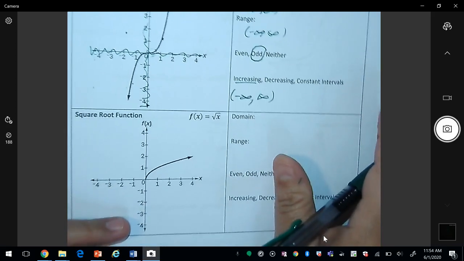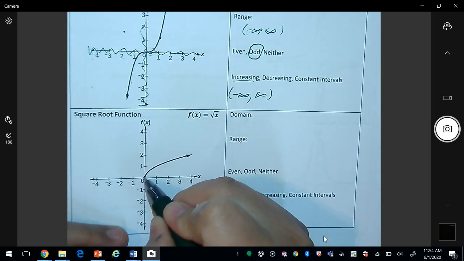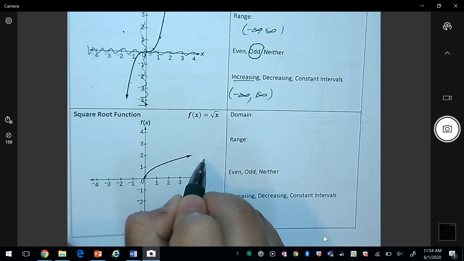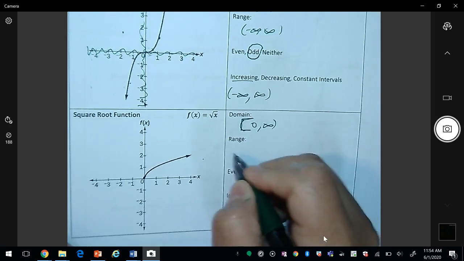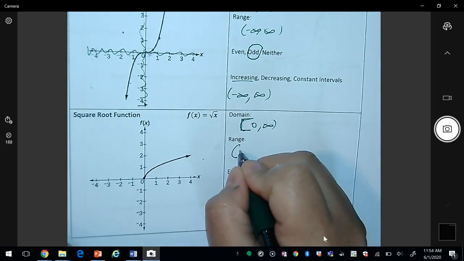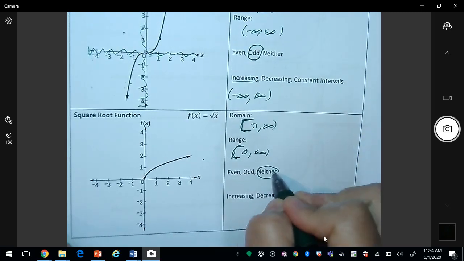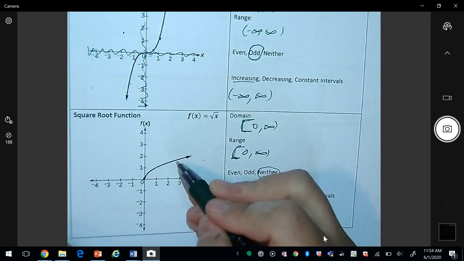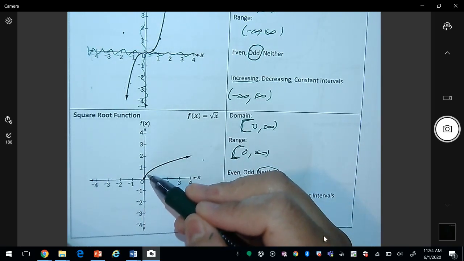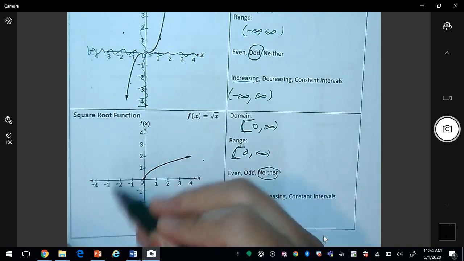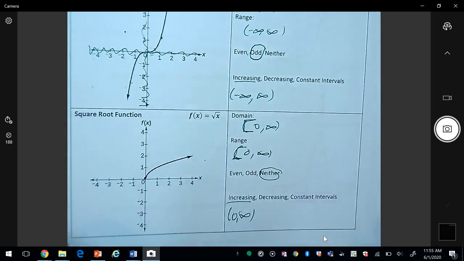The square root function is a function with the square root here, and it starts at 0 and shoots up to infinity. So the domain is going to go from 0 to infinity, and the range is going to go from 0 to infinity. This is going to be neither. There's no symmetry. If I fold on x, there's nothing here. On the y-axis, there's nothing here. If I look at the origin, there's nothing for it to land on. This is increasing from 0 to infinity.